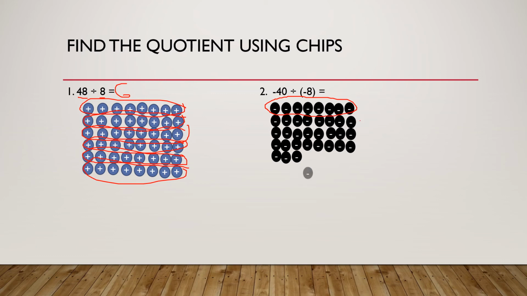How many groups of 8 are there? 1, 2, 3, 4, 5. So we have positive 5 because we divide two same signs. Remember the rules. So that's why the quotient is positive 5. Do you have any question?